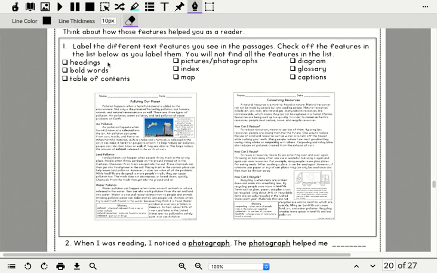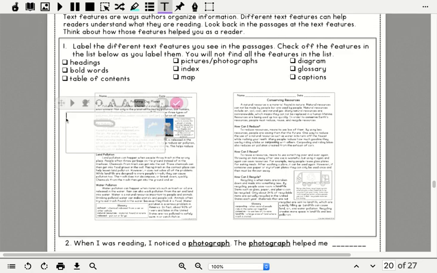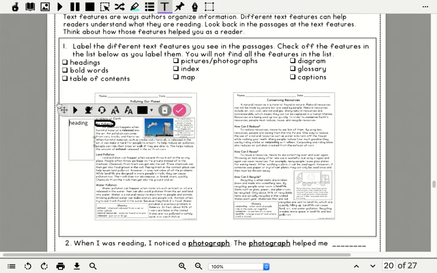The first one says headings. Okay, this is a great example of a heading. So I'm going to type heading, and I'm going to make it pretty small. Make sure that it is right there next to air pollution where I circled it.